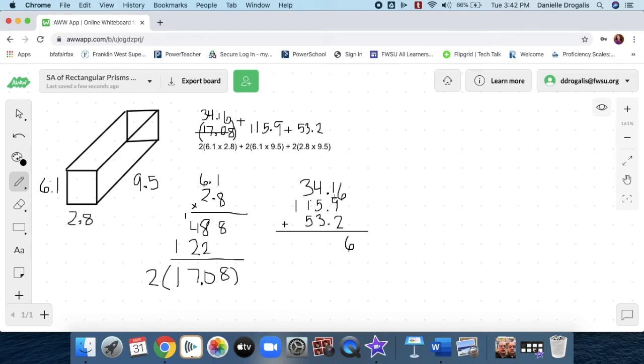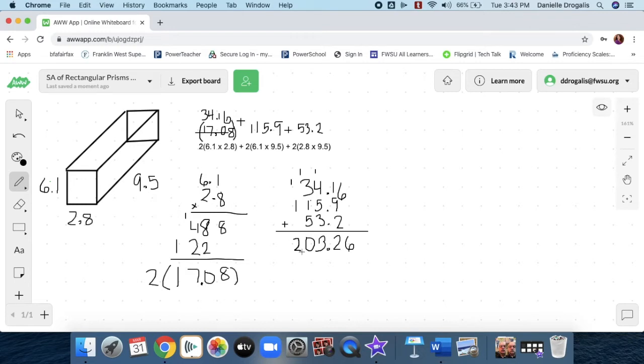So then I have 1 plus 9 is 10, plus 2 is 12. I'm going to bring down the 2 and the decimal point and carry the 1. I've got a 5, and a 5 is 10, and 3 is 13. Carry another 1. And then I have 3, 4, 5, and then another 5 is 10. So carry the 1 and 2.